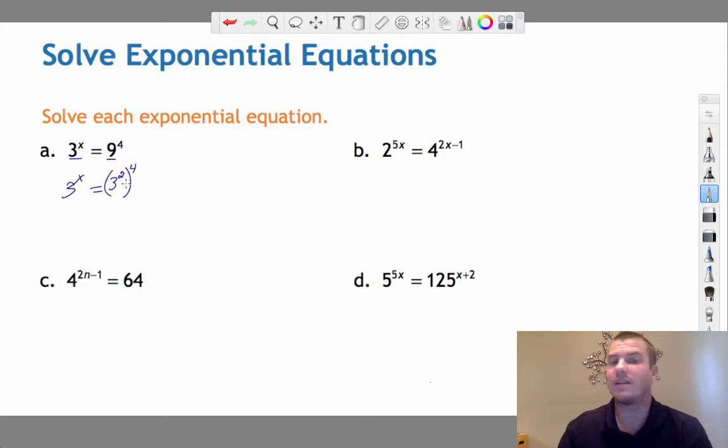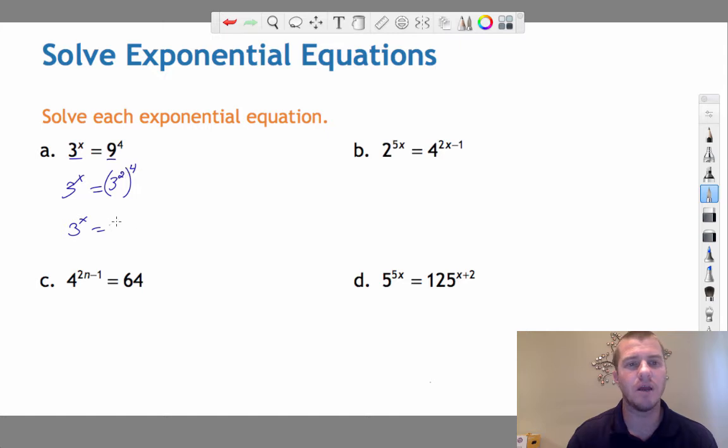Well, that 3 squared is still 9. It's still 9 raised to the 4th. So I changed that so I could get the bases the same, and then I could make the exponents equal to each other from that property that we just went over. So I have 3 raised to the x is equal to, and using this power of a power property, it's going to become 3 raised to the, and I multiply these, 8th. So what that makes is x is equal to 8. And now it's solved for x. I've figured out what x is.